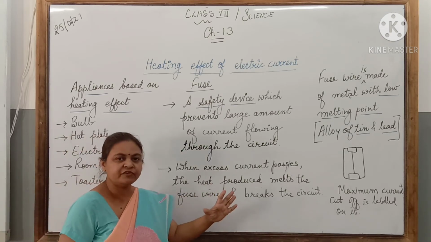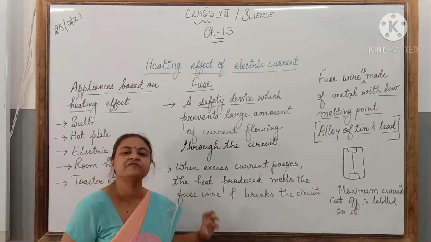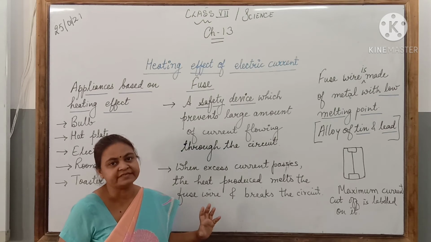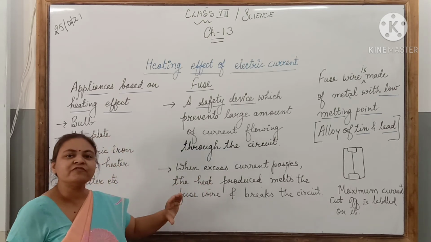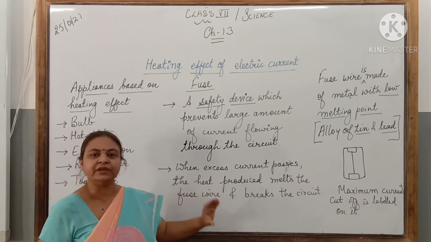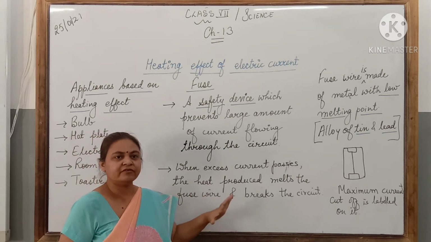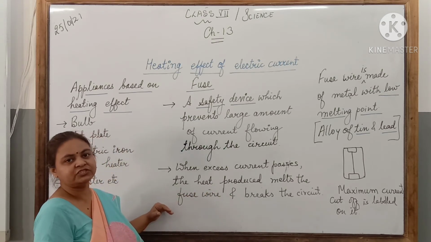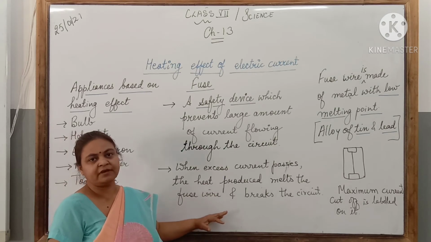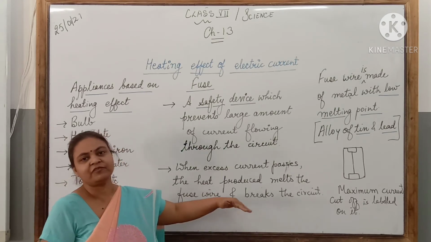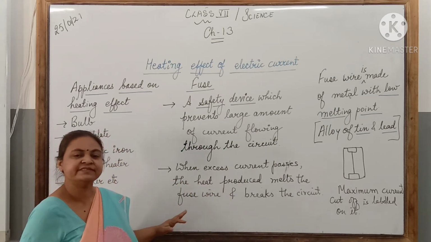Different capacity fuses are used for different appliances. The maximum amount of current cutoff is already written on it, so that when you are using high voltage appliances, you can use one type of fuse, and for other low voltage appliances we can use another.